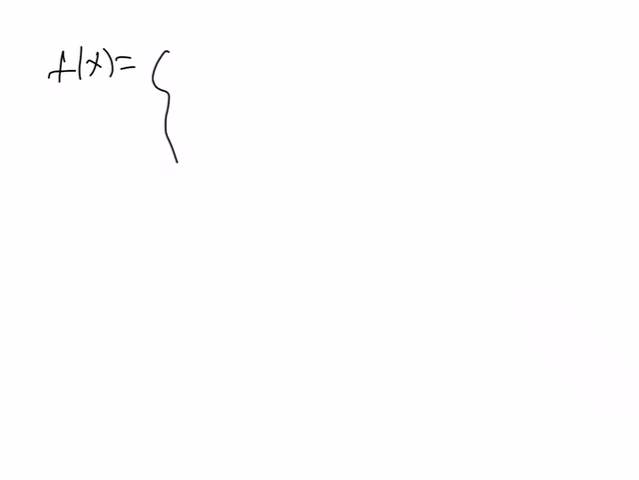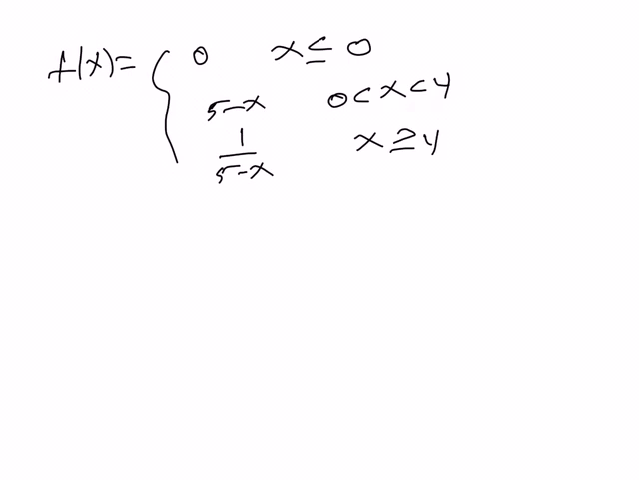f of x again is 0 if x is less than or equal to 0, it's 5 minus x if we have x's between 0 and 4, it is 1 over 5 minus x if x is greater than or equal to 4. So the discontinuities might happen at 0 or at 4. So let's see at 0, so at 0 we can just plug in 0. So basically f of 0 is just 0.